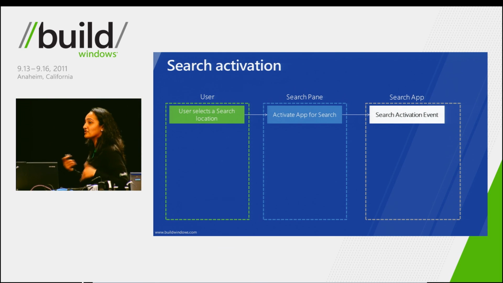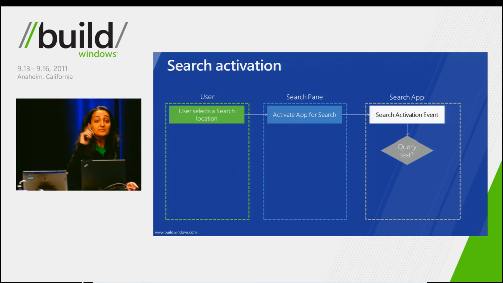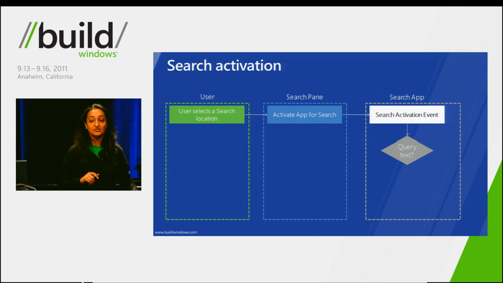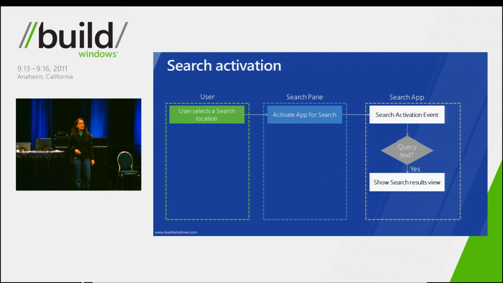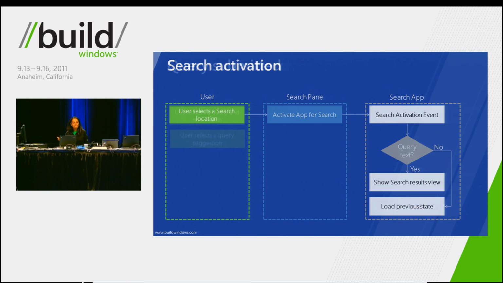At this point, you have a choice to make. You get to say, well, did the user give me any query text? Because it's likely the user could have just been switching between apps and didn't enter anything in the search box. If there is query text, navigate to your search results page and show results for that. If there isn't, you maybe want to load your previous state, because it doesn't make a whole lot of sense to show an empty search results view for no query.